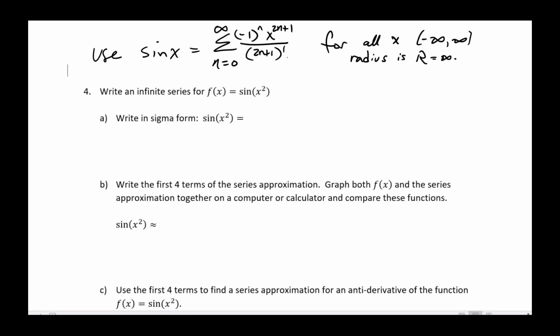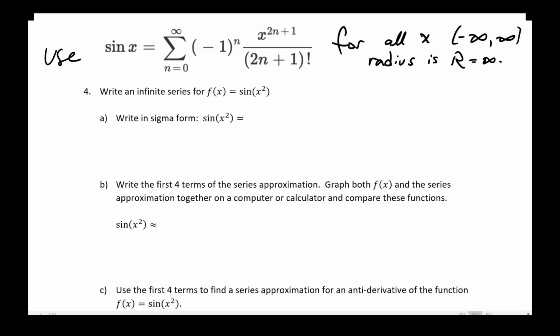I want to write an infinite series for f of x equals sine of x squared. So we'll start off with this infinite series for sine. I won't derive it here because that will take a while, and I'll leave that for another video. What's really pretty neat about this is that the sine series will converge for all x, so the interval of convergence is -infinity to +infinity. The radius of convergence for sine of x is infinite.